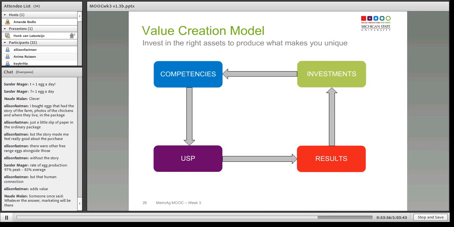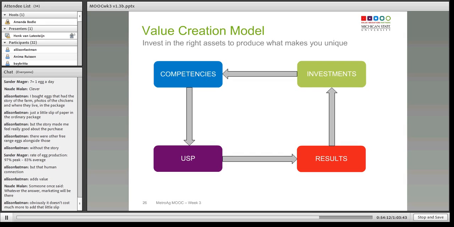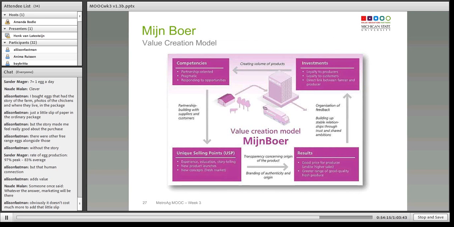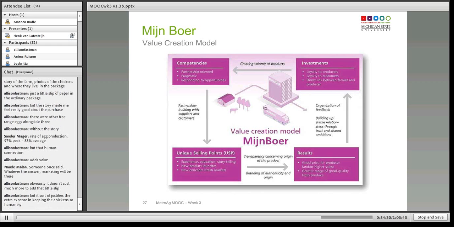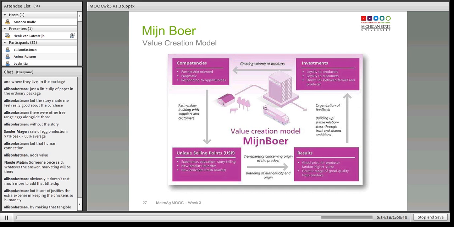In the Mijn Boer case, this is the value creation model. The unique selling points were experience, education, storytelling, and this translates into results such as good prices for the producers and a larger range of good quality fresh products. You need to invest in loyalty, not only to your producers but also to your customers. We talked about that, and it leads to competencies in the sphere of partnership building and organizing this chain as a responsive entity.